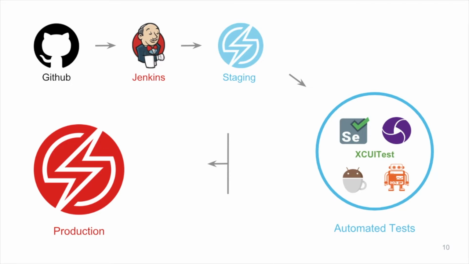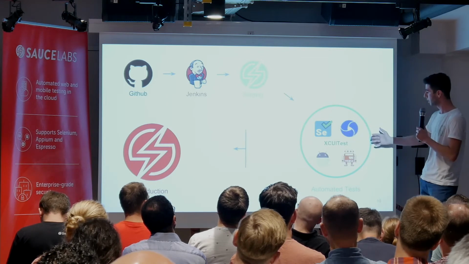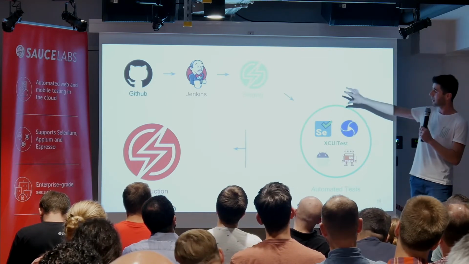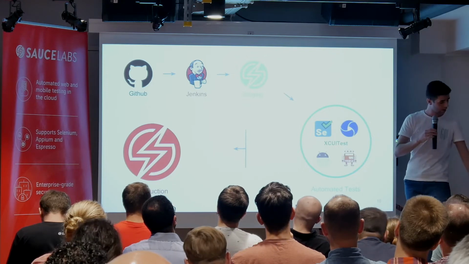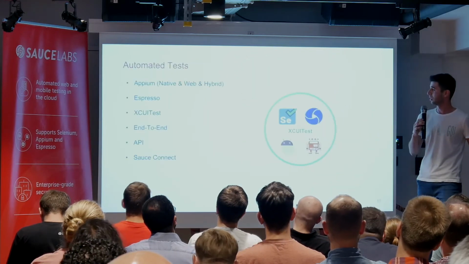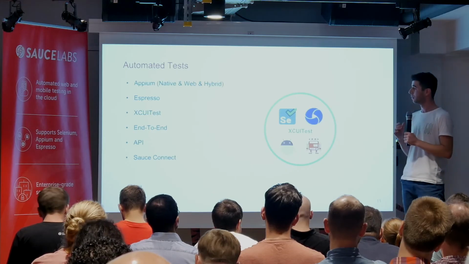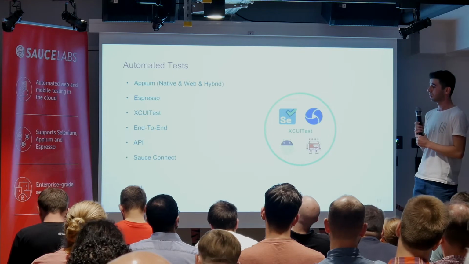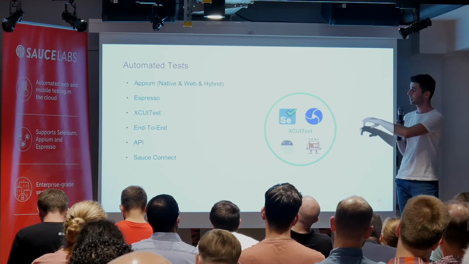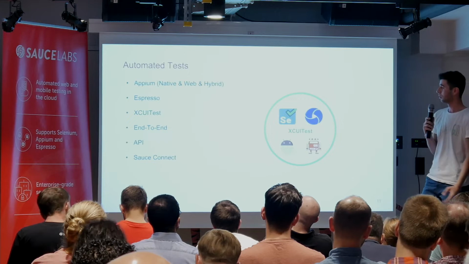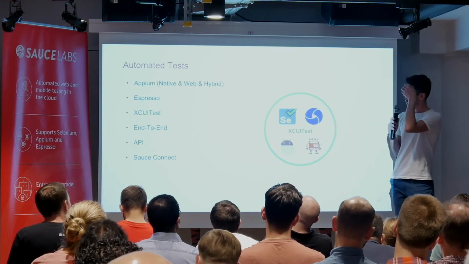They run some Appium tests, XCUITest, Selenium, whatever, and we run them against staging, and then we can deploy. But what are these tests actually? Appium is an open source framework for test automation. You can test your native application or mobile web application or even a hybrid application which has a web view inside. It's very powerful. And Espresso and XCUITest are just test runners for Android and iOS.